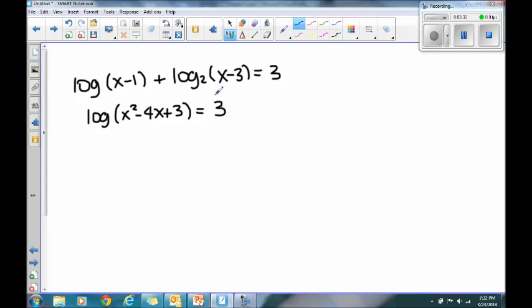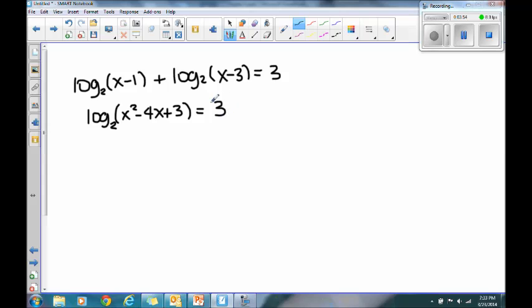Now, I think I missed something on this. Nope. Yeah, this should have had a 2 also. You won't ever be given a problem where it mixes and matches bases. So that 2 needs to be there in all 3 steps.